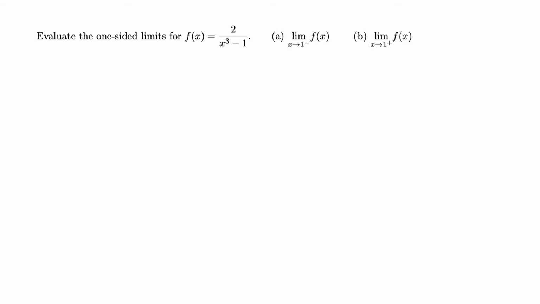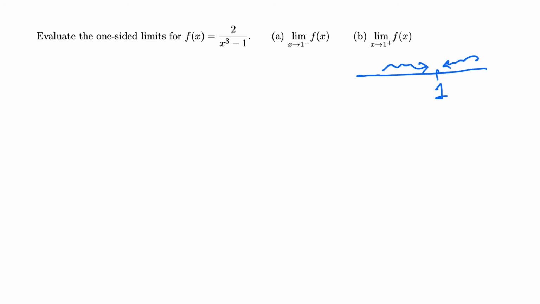The one-sided limits for function 2 over x cubed minus 1. So here we need to find the limit of f(x) as x approaches 1 from the left, and the same thing from the right side. So 1 from left means when we have a number line, let's say here is 1. So when x approaches 1 from the left, where does f approach? In part B, when x approaches 1 from the right side, where does f approach?